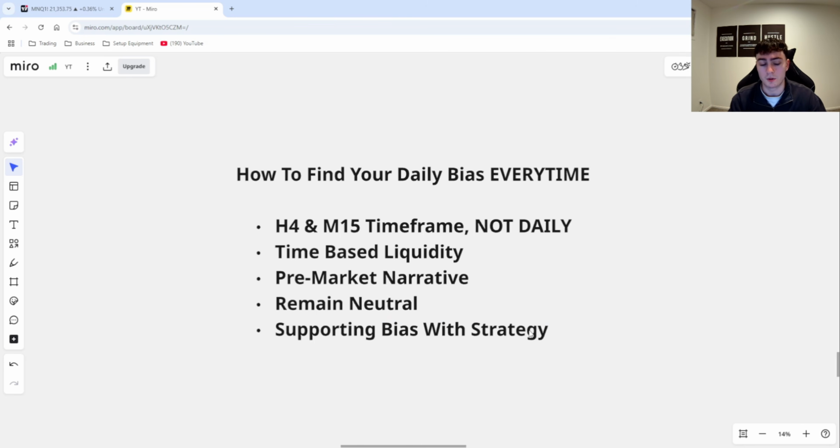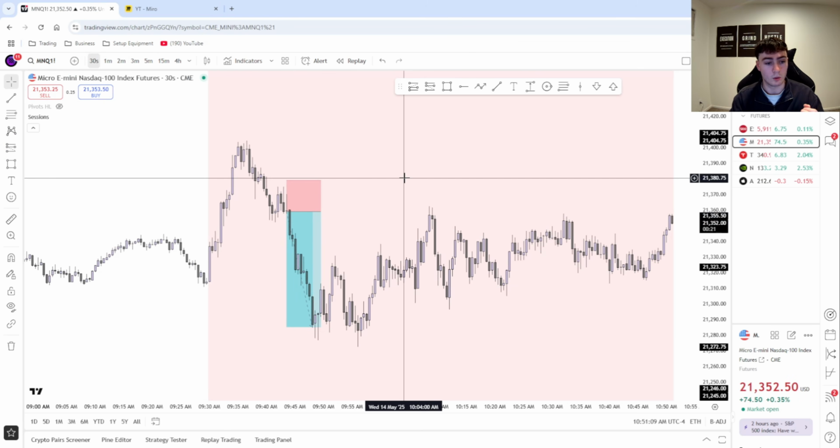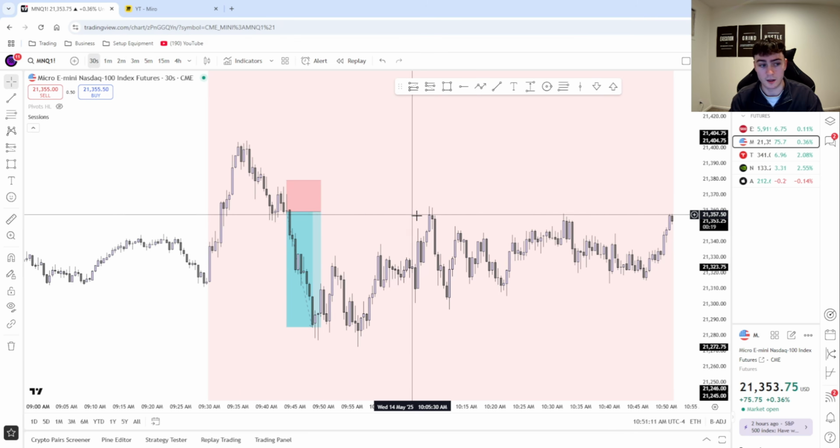Supporting your bias with your strategy. Like I was saying before, remaining neutral allows step number 5 to actually apply itself. By supporting your bias with your strategy, seeing your strategy supports your bias, it works hand in hand. So let me show you and let me break down how I was able to use this entire playbook right here in order to catch over a 3.69 trade today.